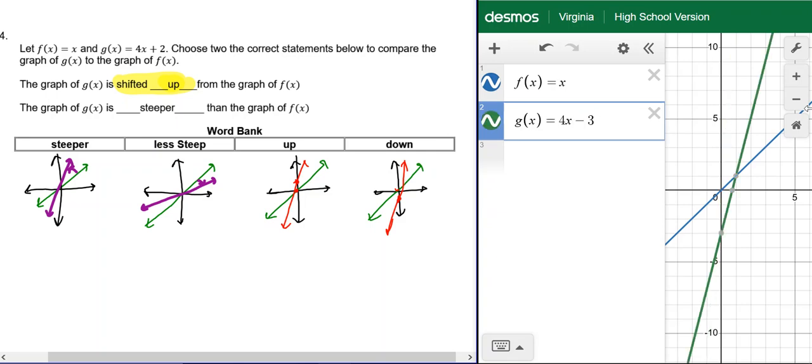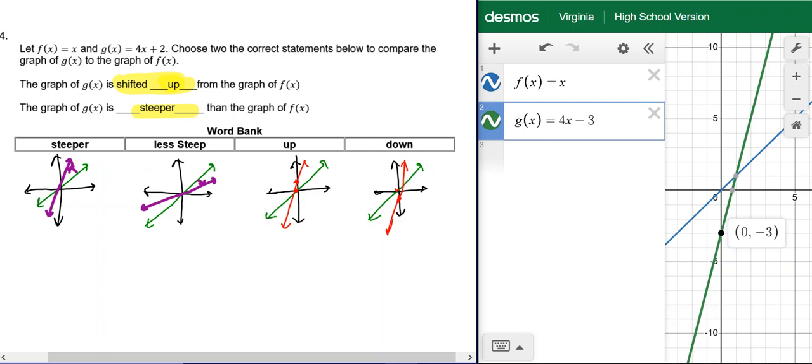If I put a minus sign, then you see how the y-intercept shifted down. So that's how you can tell the shift. And then we saw that it is steeper because it went closer to the y-axis.